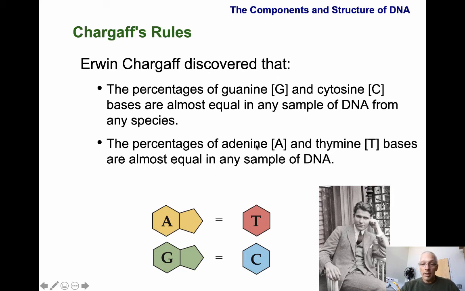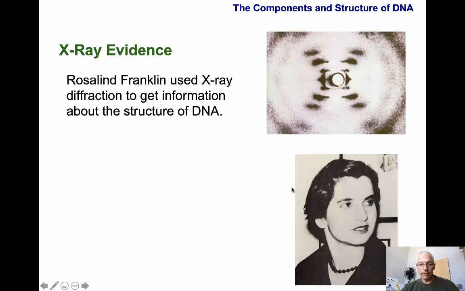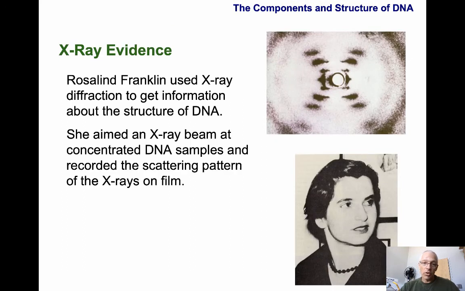And that would be the same for any cell of any organism of the same species. And between species, the amounts of AT or GC would not necessarily be the same at all. Those could be quite different. But within a species, the amount of G and C would be the same, the amount of A and T would be the same.